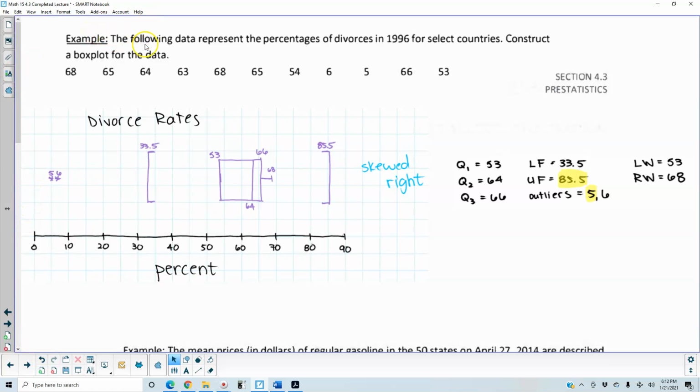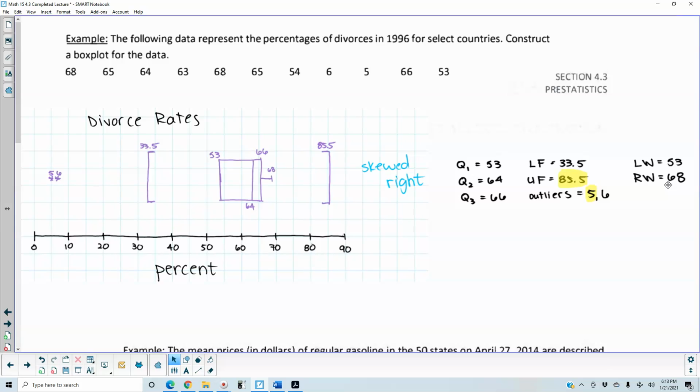Now, for example, the following data represents the percentages of divorces in 1996 for select countries. We want to construct a box plot for the data. We've already done this in the previous video, but we can break down what is our quartile 1, which we know is 53. Quartile 2 was 64. Quartile 3 was 66. The left fence, or the lower fence, excuse me, is 33.5. The upper fence is 85.5. We have outliers, which are equal to 5 and 6. And we know that the smallest number that's not an outlier is 53. And the smallest number on the right is 68.